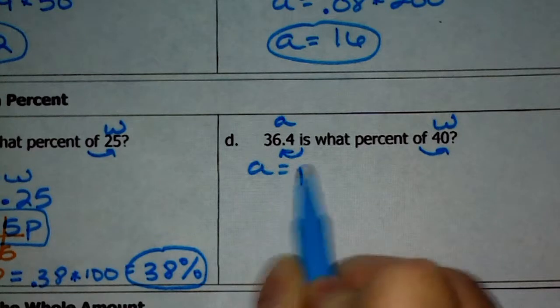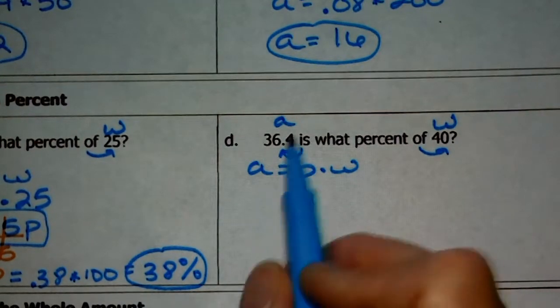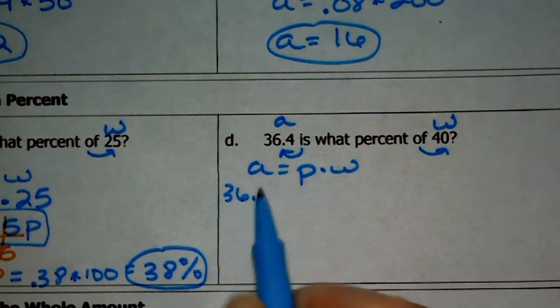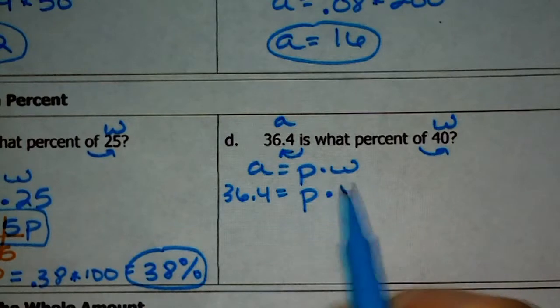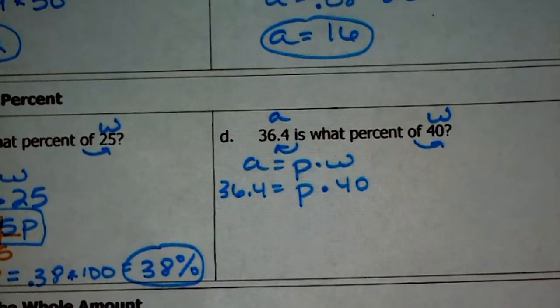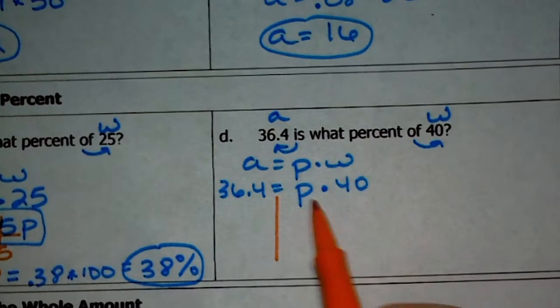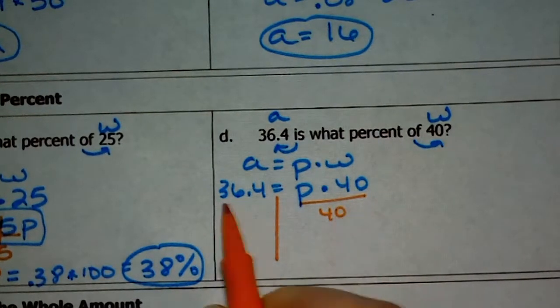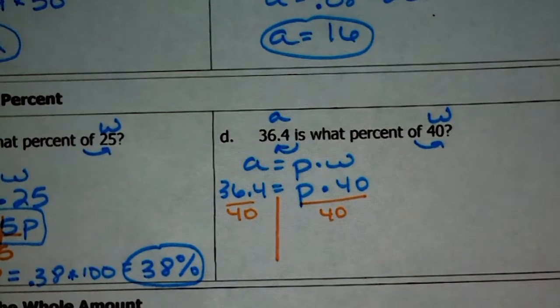So A equals P times W, and yes, keep rewriting that because that's how you lock it in. I'm going to replace this A with 36.4. We don't know P, and I'm going to replace W with 40. So this is just your traditional one-step multiplication equation. I'm going to draw my line here. In order to undo multiplying P by 40, we just need to divide both sides by 40. Because whatever you do to one side, you have to do to the other.